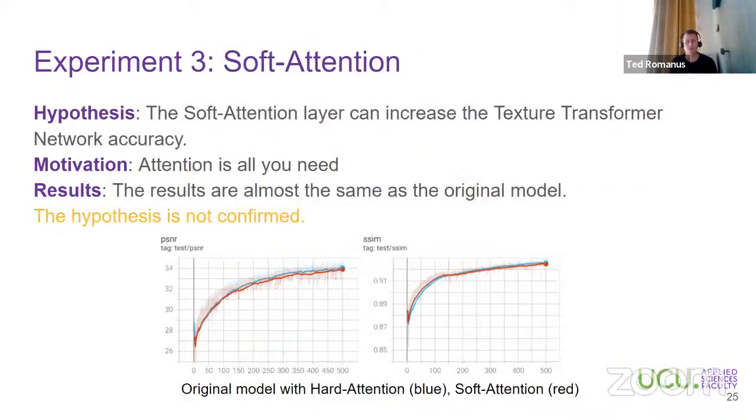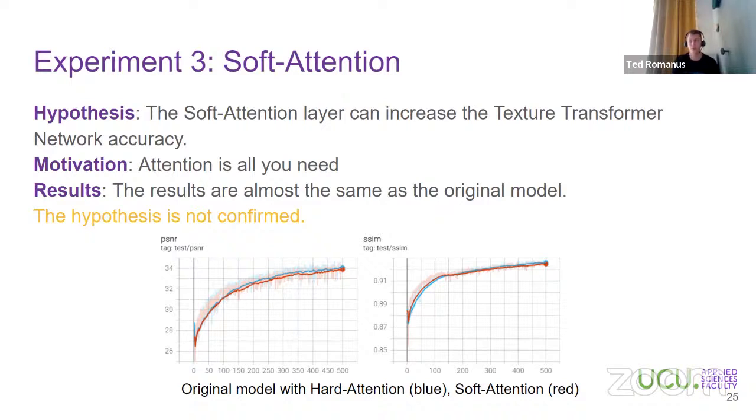Another improvement to the model we tried is that we used soft attention for feature transfer instead of the original hard attention. We do that because the authors of Attention Is All You Need use soft attention as well. Below you can see the validation metrics. We trained the model for 500 epochs and recorded PSNR and SCM for each epoch. The blue line is the original model and the red line is the modified model.